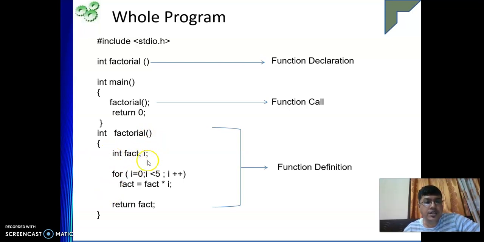These are actually called local variables, fact and i, inside the function itself. Again, we'll talk about local variables and global variables in one of the videos. This is the logic in order to find the factorial, and then we are returning fact. And the whole thing is the function definition.